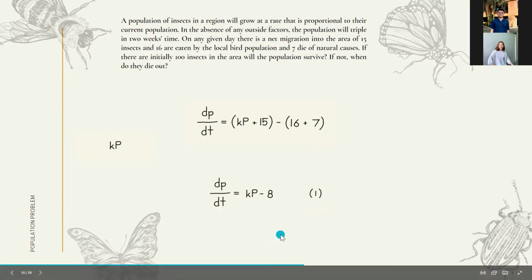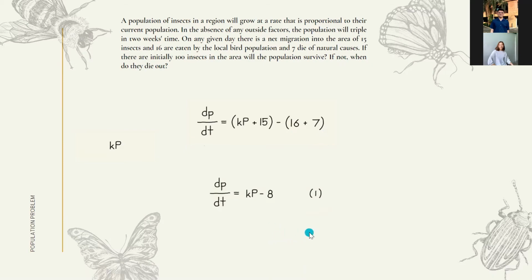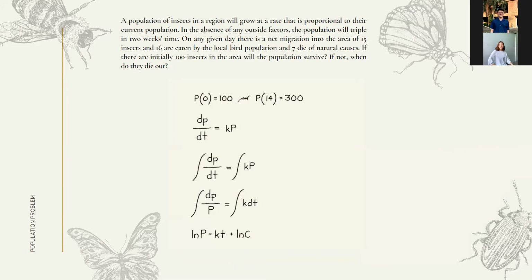The derivative of P with respect to t is equal to kP minus 8. We are given the initial condition P(0) equals 100. This means that there were initially 100 insects. Note that we don't make use of the fact that the population will triple in 2 weeks' time in the absence of outside factors as given in the problem. This means that the only thing we consider is birth rate. With this, the differential equation would become the derivative of P with respect to t equals kP. So, just how does this tripling come into play? Well, we should also note that without knowing k, we will have a difficult time solving the initial value problem completely.